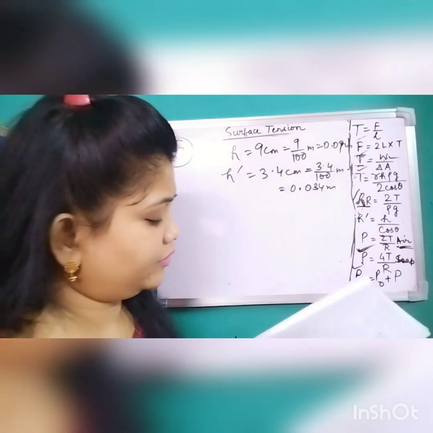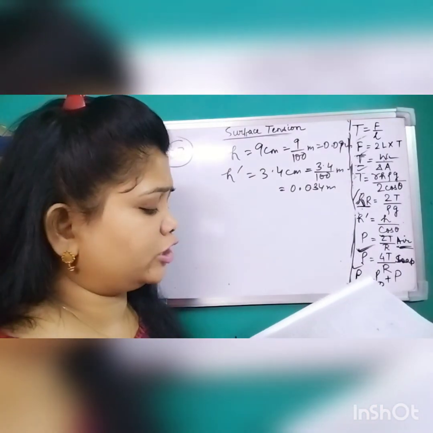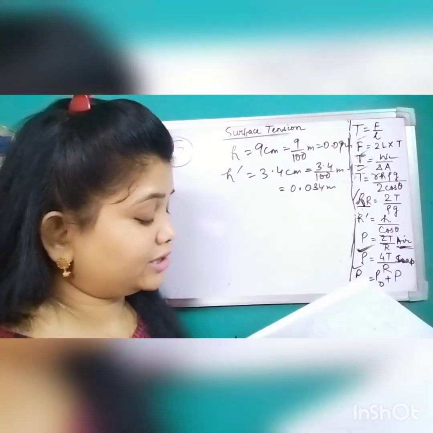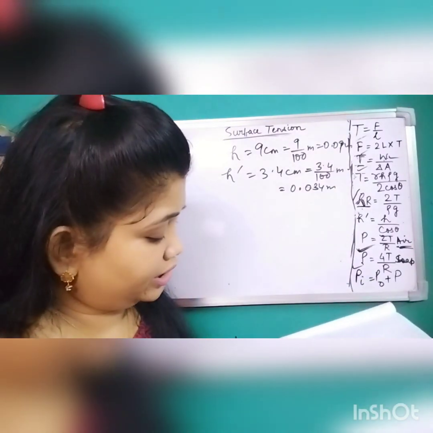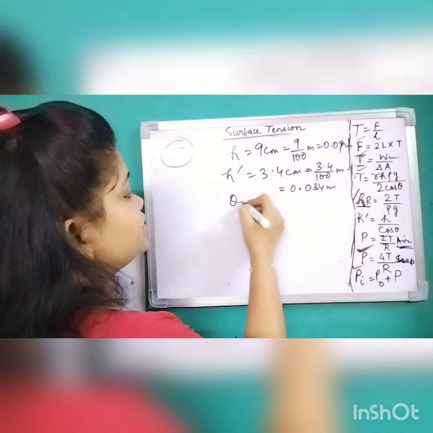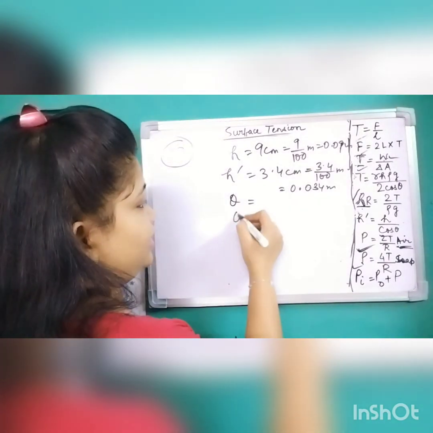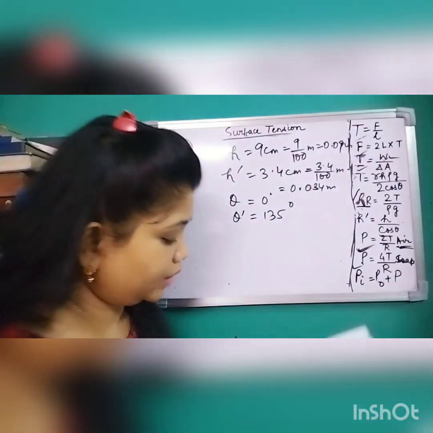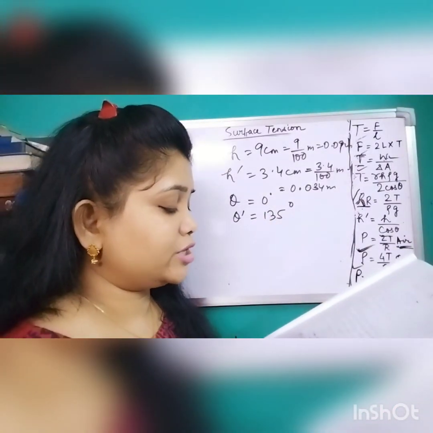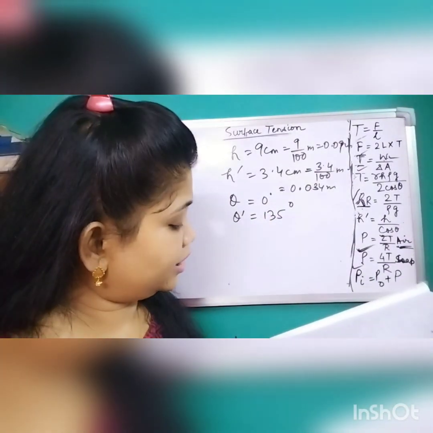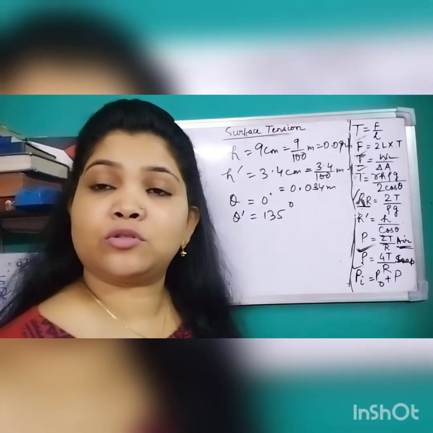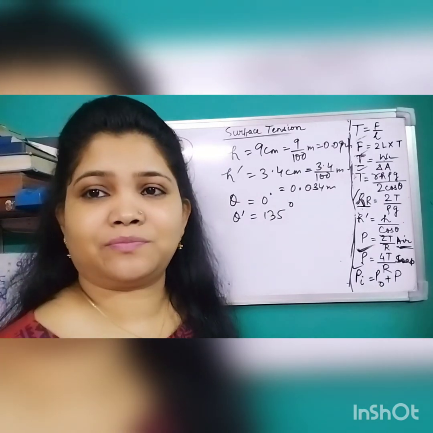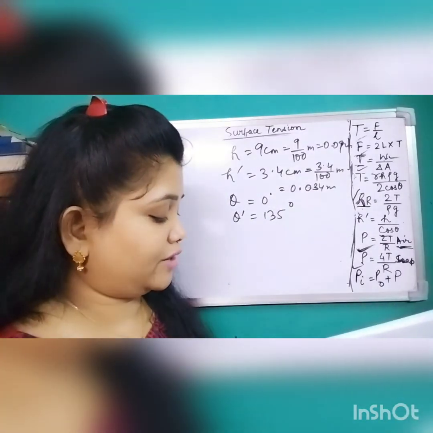Now what have they given? Assume the angle of contact for water-glass and mercury-glass is 0 degree and 135 degree. That means theta and theta dash I am taking, one is 0 degree, one is 135 degree. Determine the ratio of surface tension of mercury and water. You are asked to find out the surface tension T.